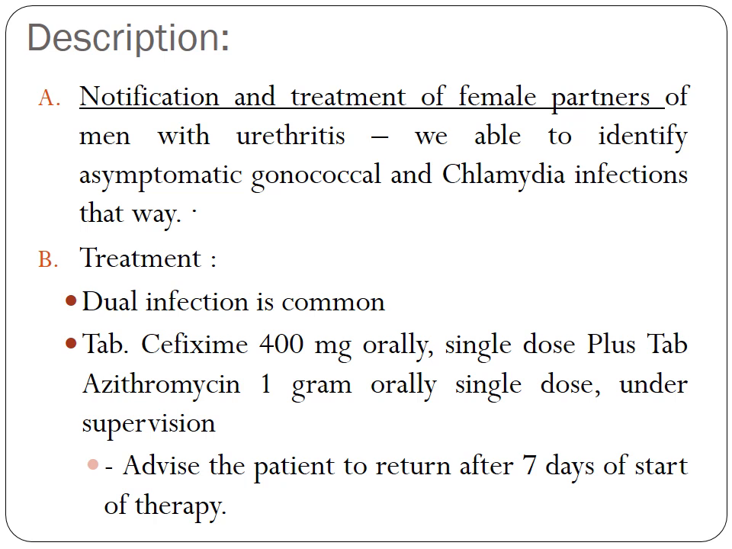A is about the notification and treatment of female partners of men with urethritis. That is the highest priority, and we can identify them as having asymptomatic gonococcal and chlamydial infections. B is for the treatment. In urethral discharge, dual infection with gonorrhea and chlamydia is very common, so we should use the drugs which cover both agents.